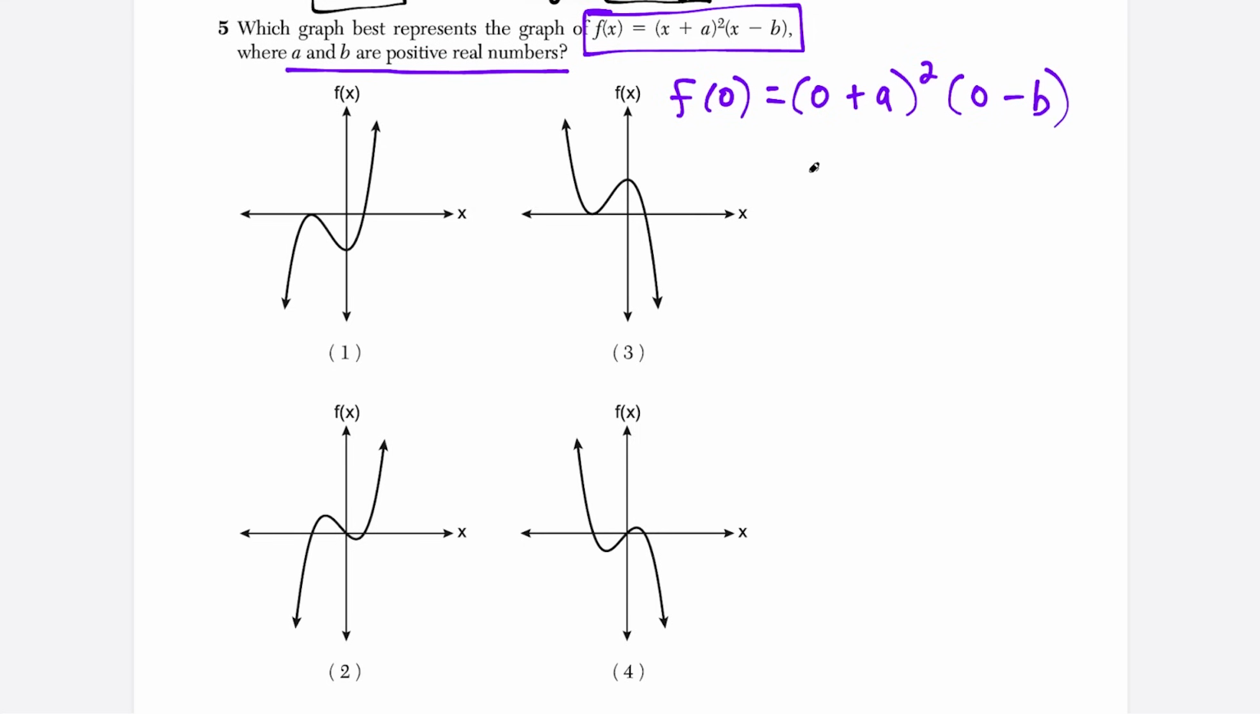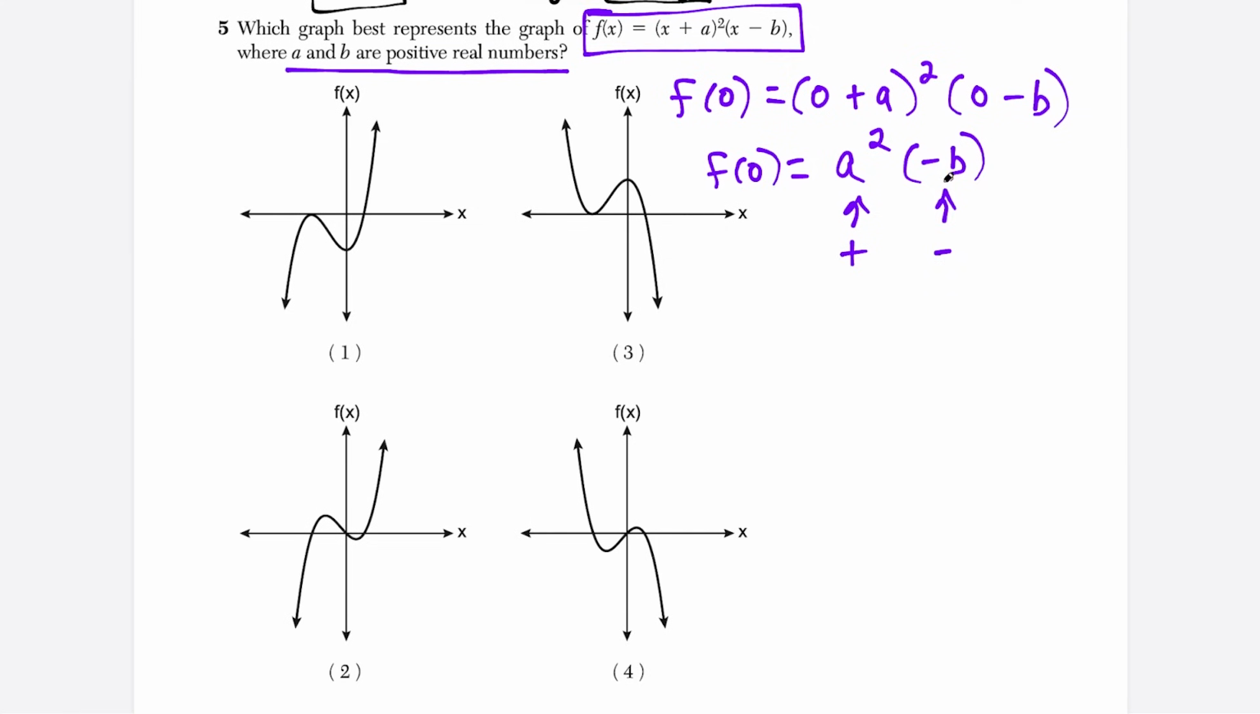And from here, 0 plus a is equal to a, and a squared is a squared. And then 0 minus b is negative b. So what I'm doing here is I'm doing a squared times negative b. So that's our function value at 0. But they told us a and b are positive. So that tells me that this term is going to be positive, but if I put a minus in front of my positive number, this one's going to be negative.